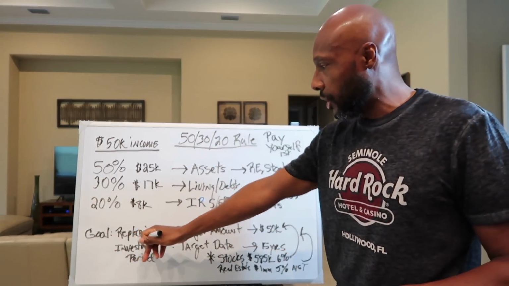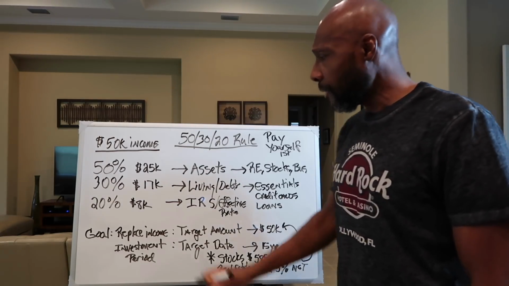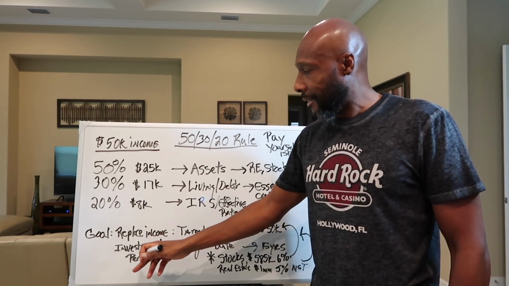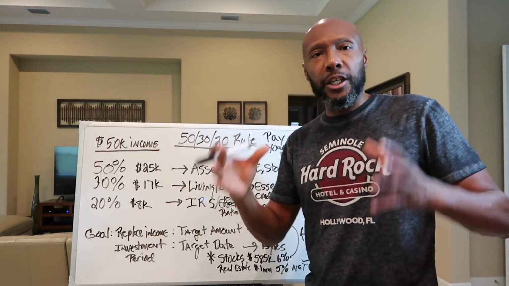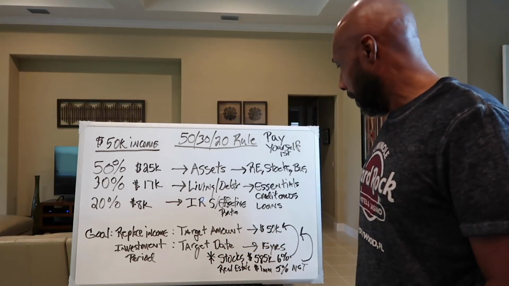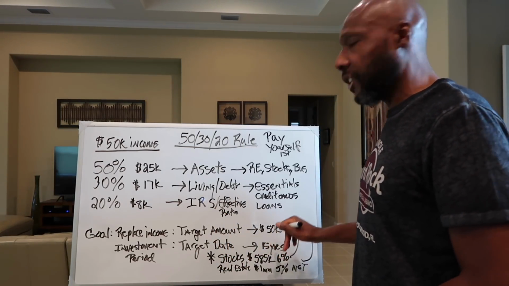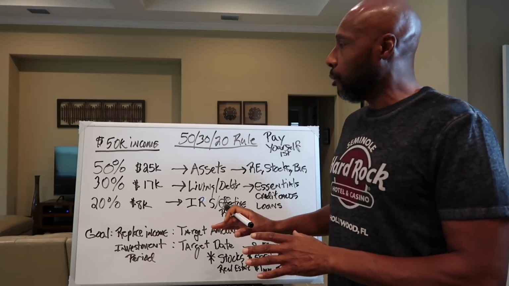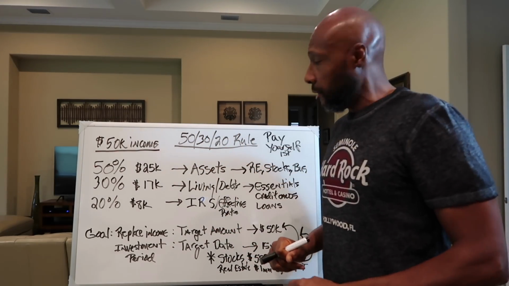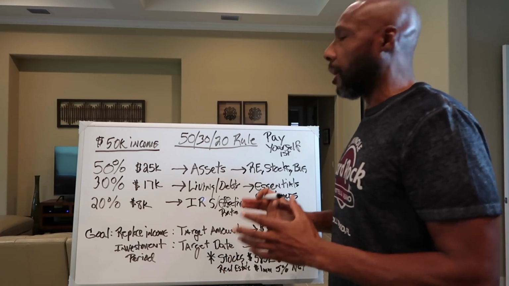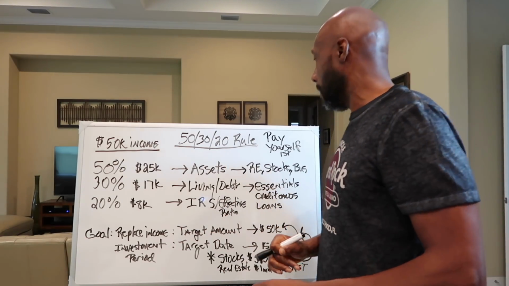So one of the goals is to replace your income. The other one is to replace your income in the investment period that you have chosen. We call that your target date. And in this example, the target date is 15 years, right? Now that we know the method we're using and what our goals are, the next thing we need to do is talk about how we get there.